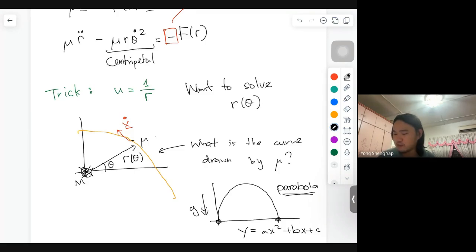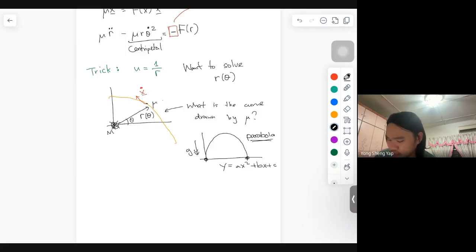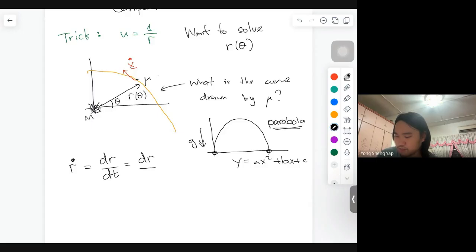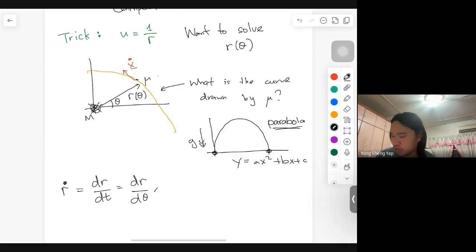If we use this trick u equals 1 over r, we can do this because r dot, or dr dt, we need to write in terms of r's and thetas. Hopefully we have something like dr d theta, but this is not true. We need to multiply by the chain rule: something with d theta to cancel out the d theta here, and I also need something that recovers the dt over here.